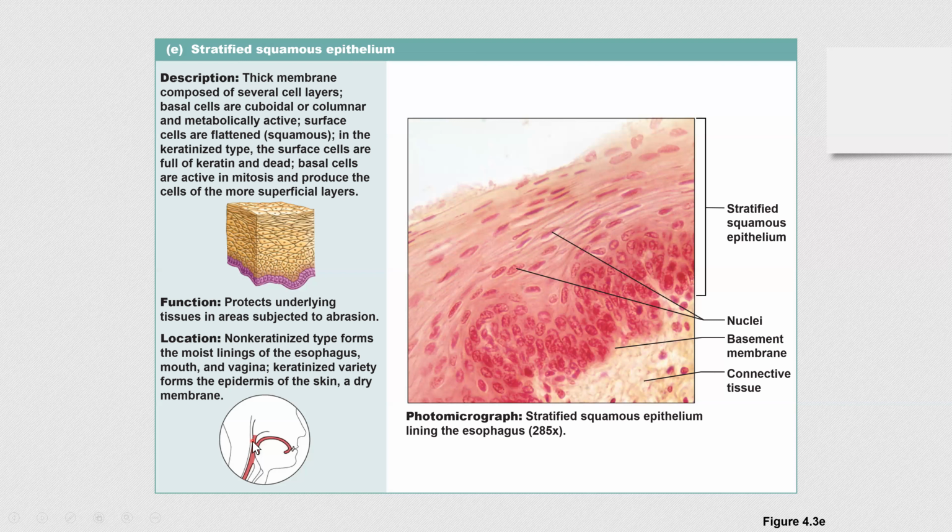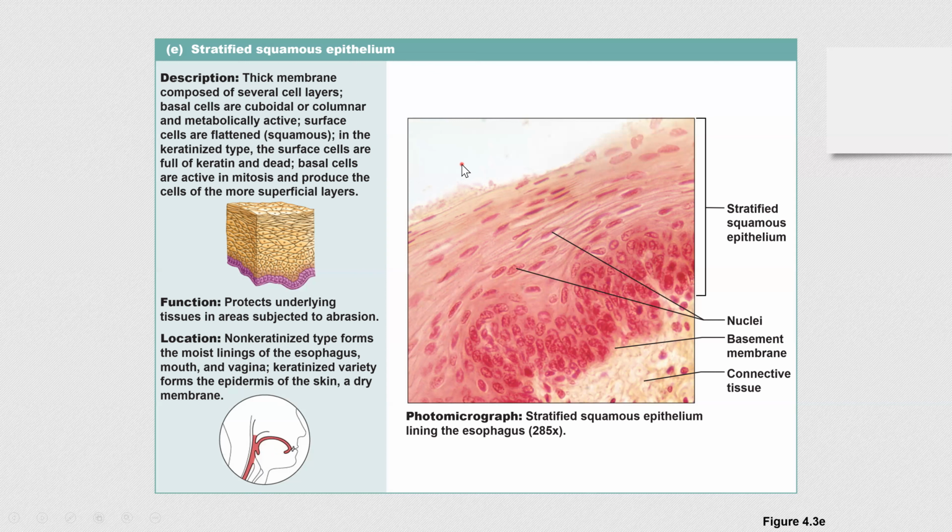Non-keratinized will form the lining of the esophagus, right? The esophagus is a part of your digestive system, and the food goes from the esophagus to the stomach. You need protection because if you eat solid food, and of course you chew it and mix it with your saliva, it can still damage your esophagus and pharynx. So esophagus, mouth, vagina, those will be non-keratinized. Keratinized forms the epidermis of the skin, that is your dry membrane or cutaneous membrane.